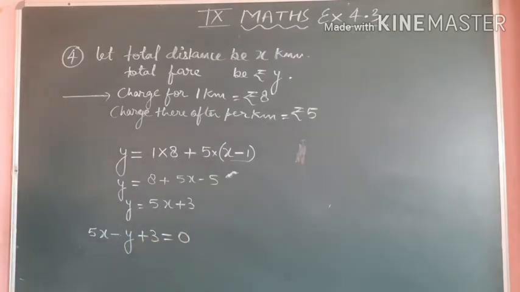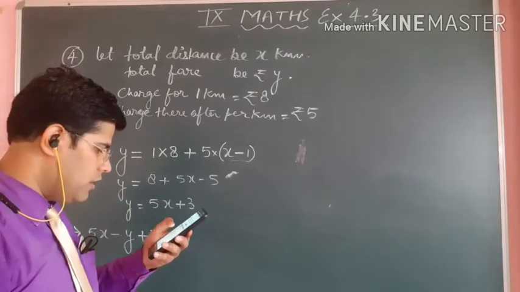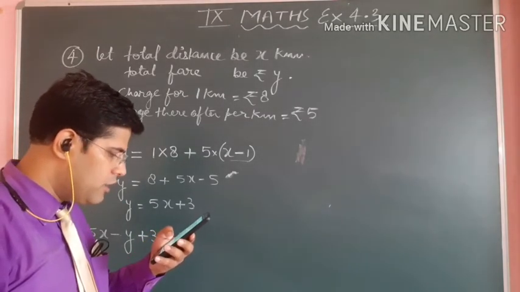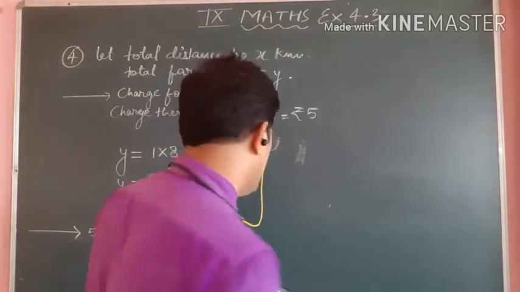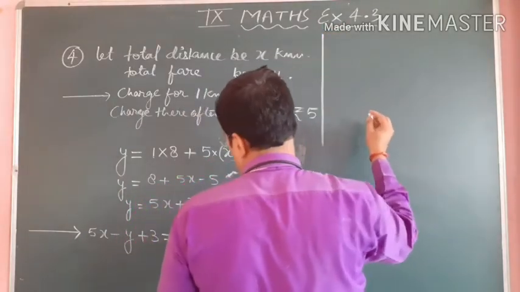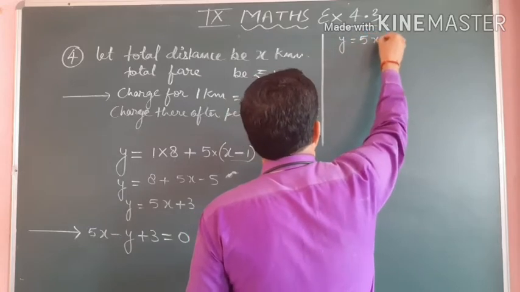Now this is our equation: 5x minus y plus 3 equal to 0. Now we have to form a graph also. Write an equation and draw its graph also. For drawing the graph, we have to find two solutions. Firstly, we have to find two solutions. So here y is equal to 5x plus 3.